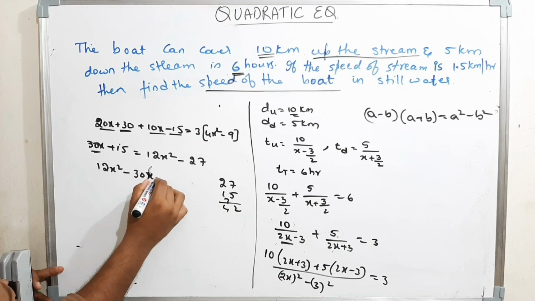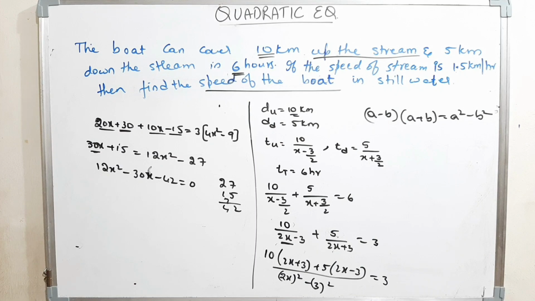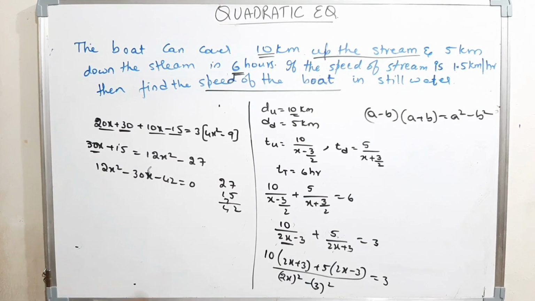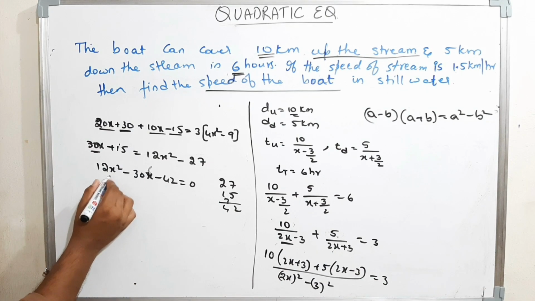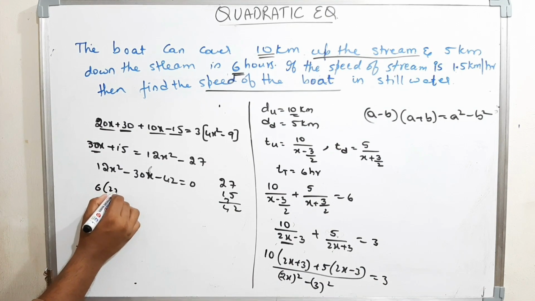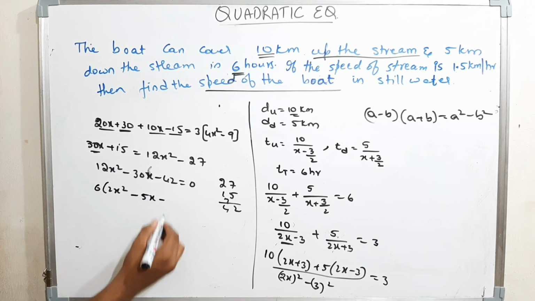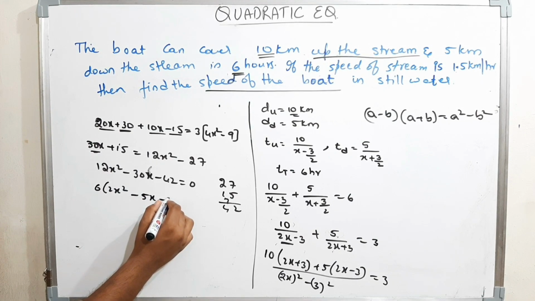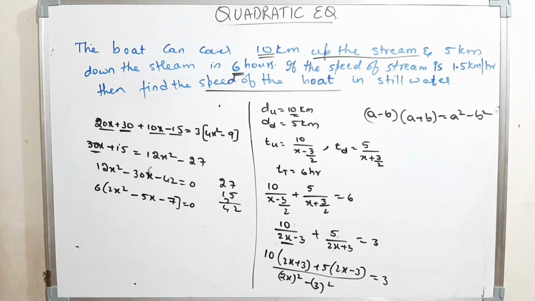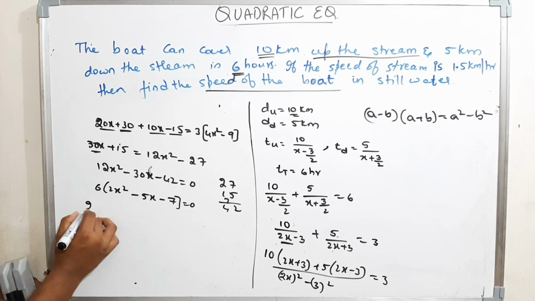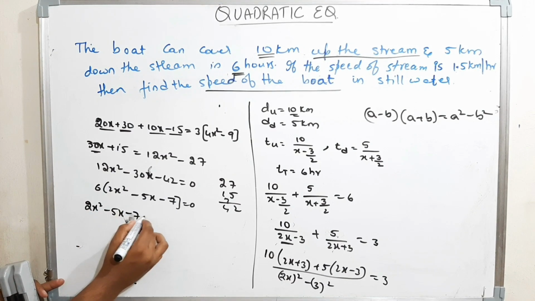It is minus 42 equal to 0. Now anytime anything is common in that, we can take common as 6. If we take 6 common, 2x square minus 5x minus 7 equal to 0. Therefore, nothing but 2x square minus 5x minus 7 equal to 0.